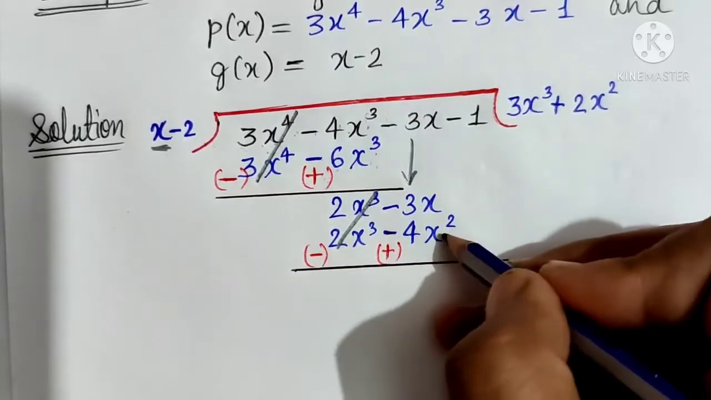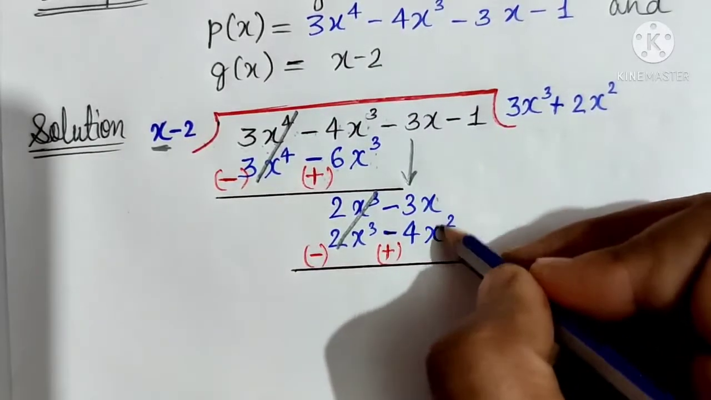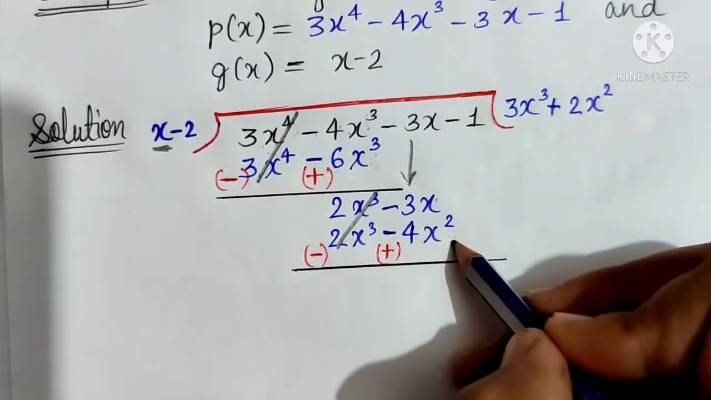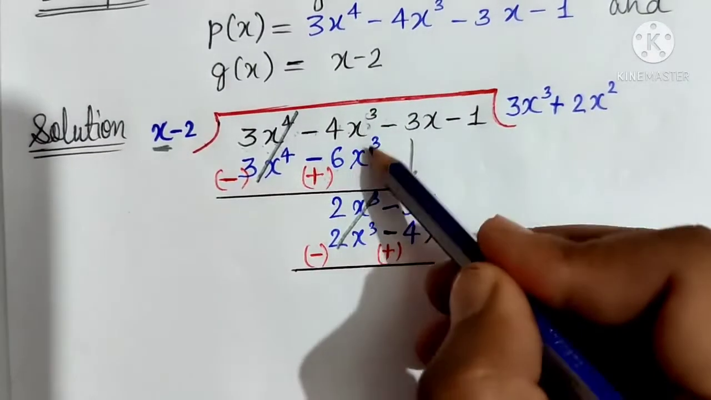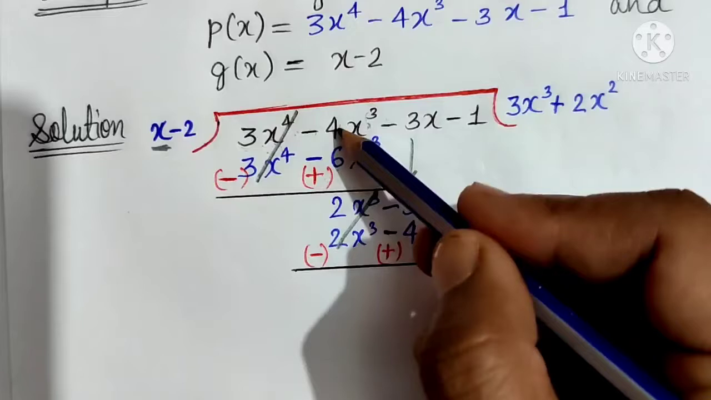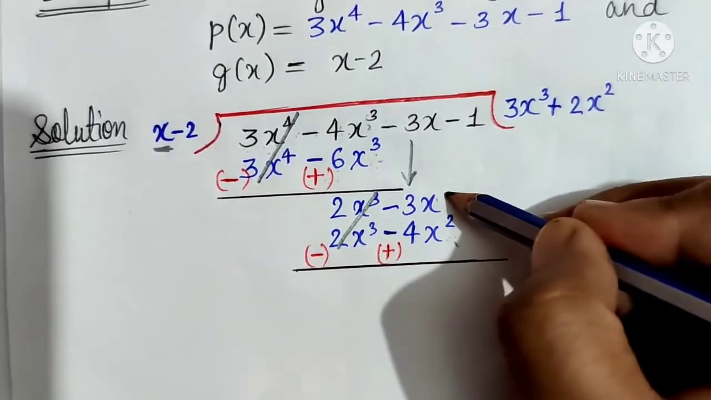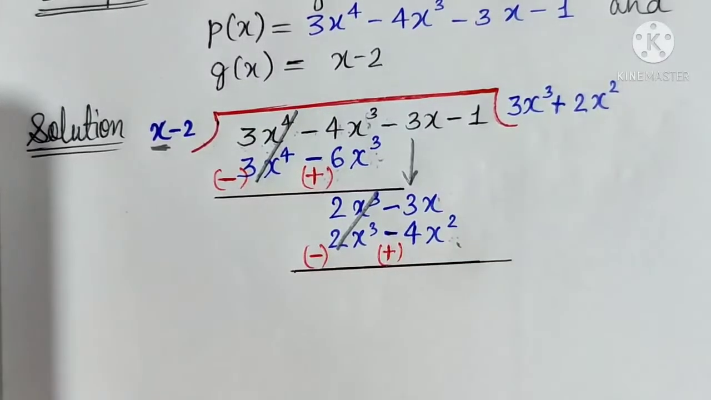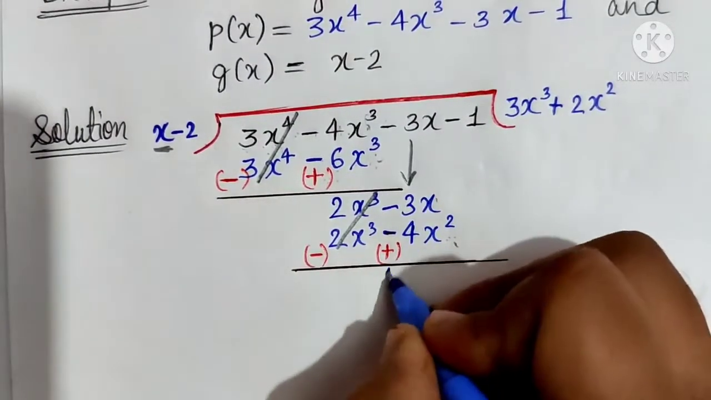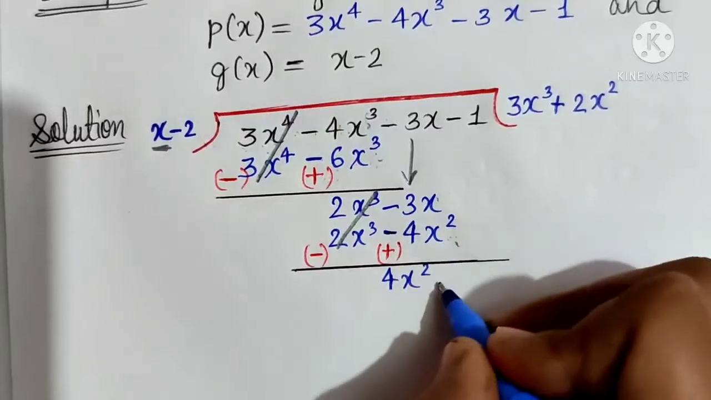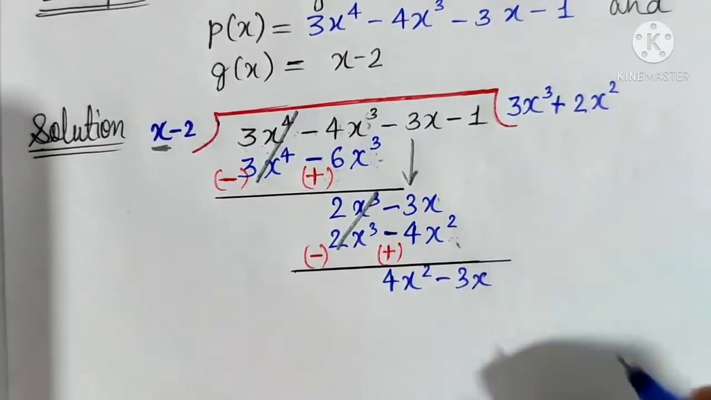See, it is plus 4x square, it is x. These both are different terms, so we can't subtract from each other. See, it is x square, it is x. Earlier it was x cube, so we subtracted 4 from 6. But here we can't subtract, because it is x square, it is x. They are different terms, so we will write as it is. It was plus 4, so we will write plus 4x square, minus 3x. Okay, we can write in this way.